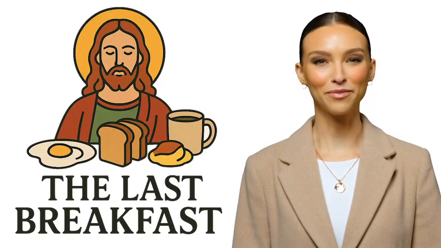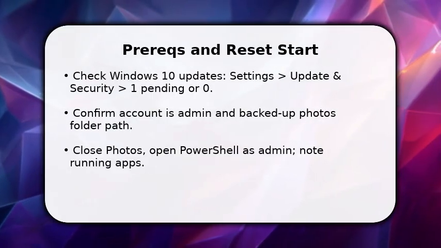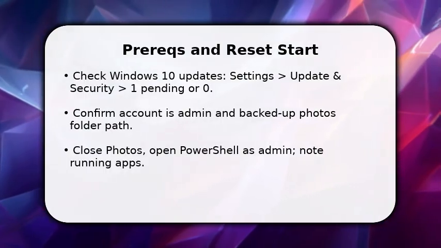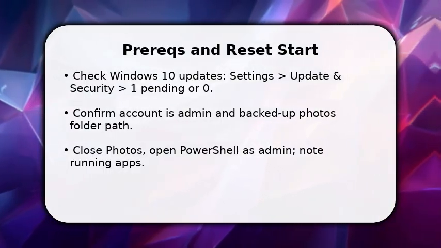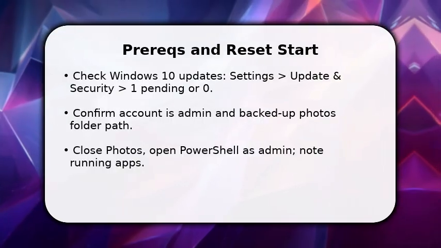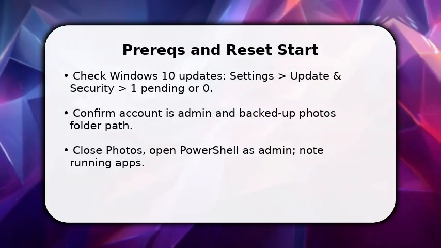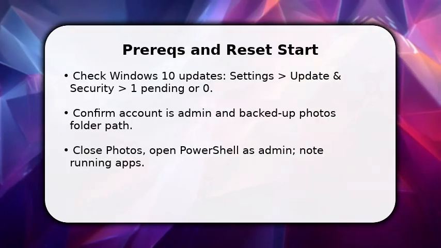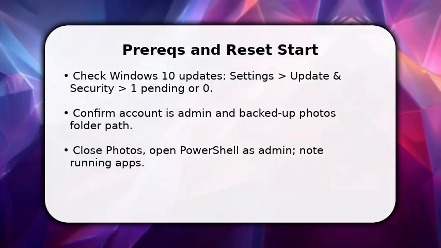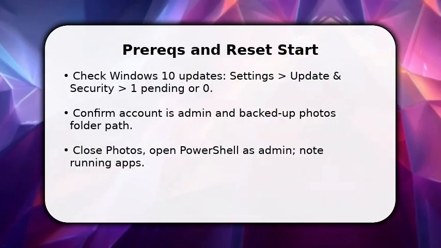Please enjoy the video. You start by preparing the system. Make sure Windows is updated and you're signed in with an administrator account so changes apply system-wide. Once done, close the Photos app and any image viewers to avoid file locks. Then open PowerShell as admin. This gives the tools to repair apps.